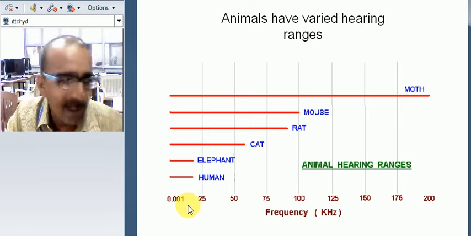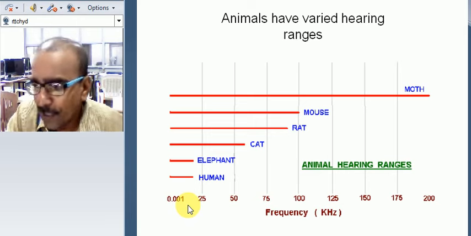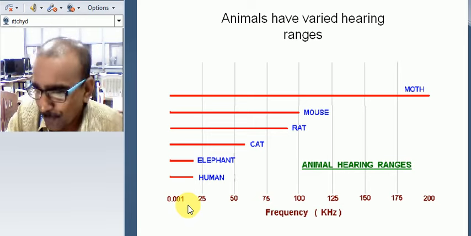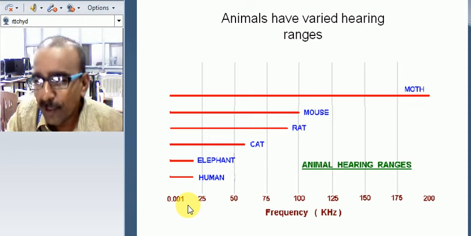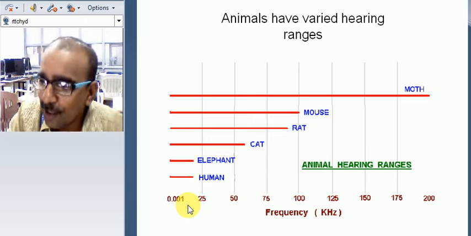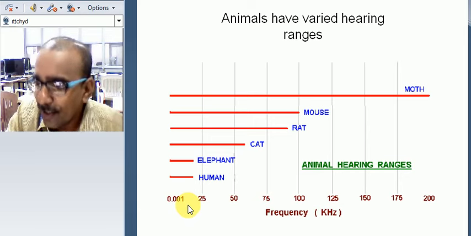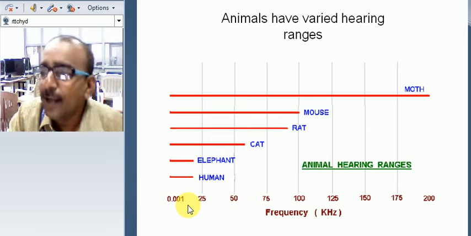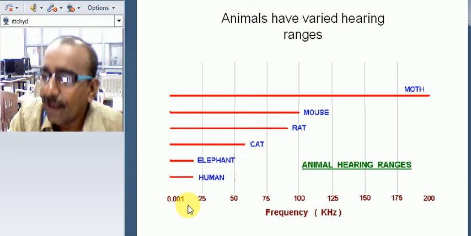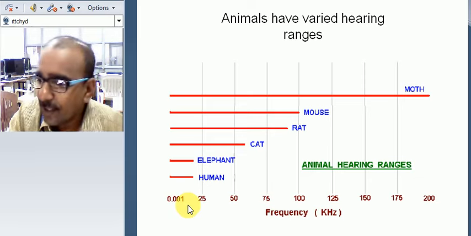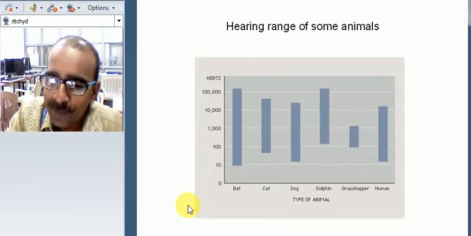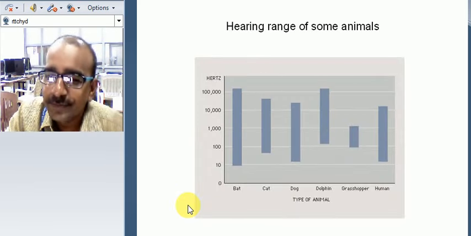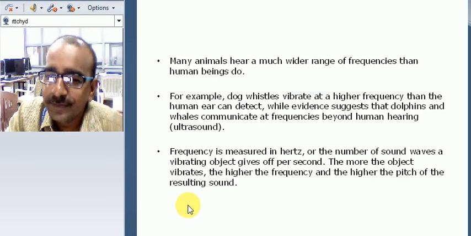That's the reason why there are proverbs where people say you have cat ears or rat ears, meaning someone whose sensitivity is more or whose audible range is more. Similarly, from this slide you can see the different hearing levels of different animals. The next slide is also similar. The explanation of all this is given in the coming two slides.